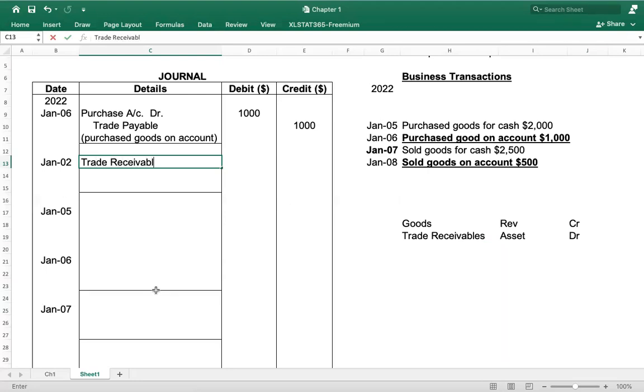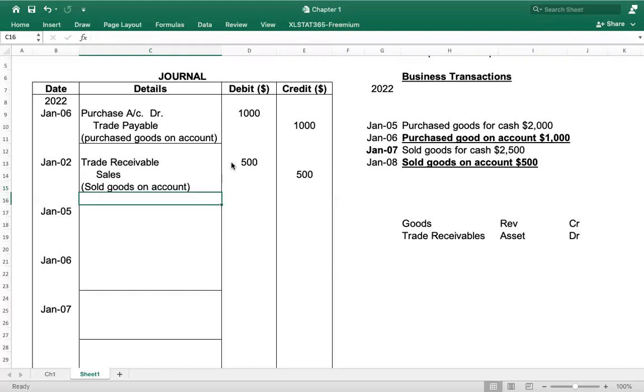Trade receivables. And the credit item is which one? Sales, na? Revenue. Yes. I will not write trade goods. In place of goods, yeah, I will take sales. So how much money? $500. And narration, I will write what? Sold goods on account. Tell me any problem.